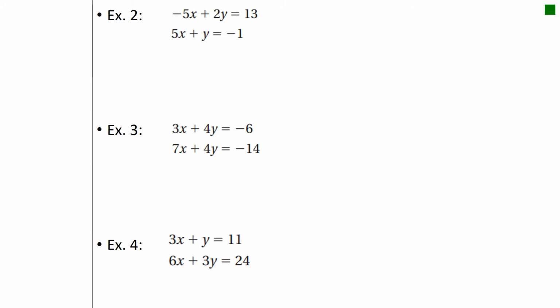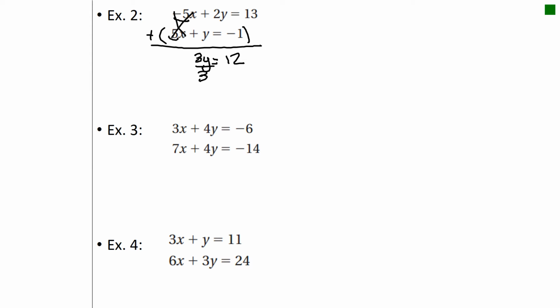All right, step 1, multiply if necessary. Let's go ahead and look at our x variables. We have negative 5 and we have positive 5. They're opposites, and they'll cancel out, so we're going to add them together. Negative 5 plus positive 5 is 0, they cancel out. We're on the right track. 2y plus y is 3y equals 13 plus negative 1, 12. So step 2 is we're going to solve for that variable now.